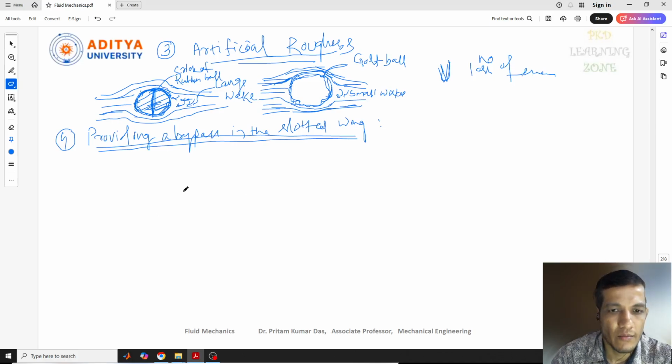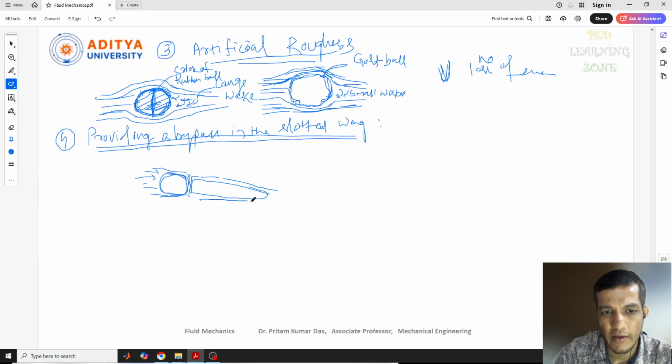So in providing a bypass slot, suppose this is the smooth body there, and I'll create a bypass in the wing. Suppose this is a small blade, or any kind of wing. Previously it was flat, or there was a connection there. Now I have made a slot in this. So when the fluid flows over this, it may flow in this direction or it may flow in this direction. Then the fluid will continue in the proper way.